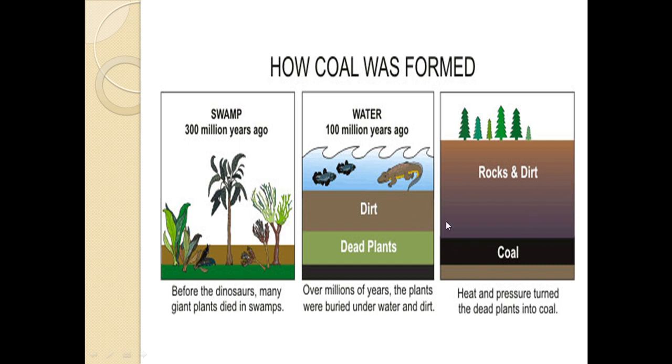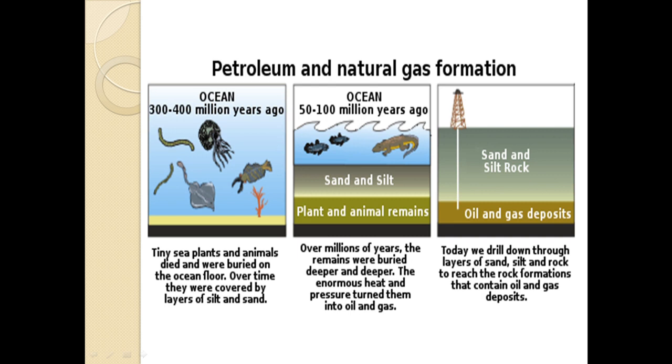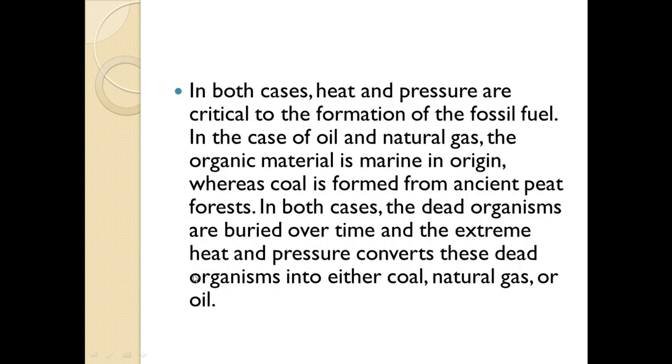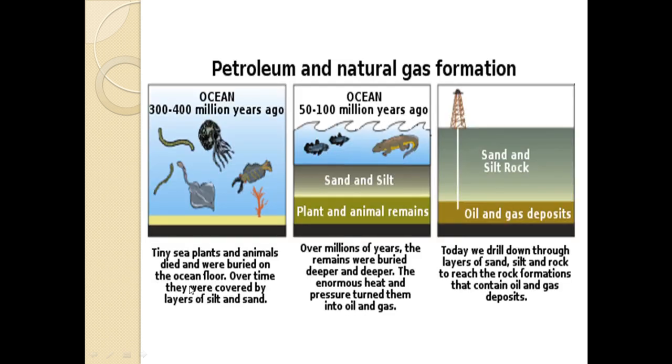See how long it took for the formation of coal, around 300 million years. Now how did the petroleum and natural gas formation take place? It also took place at around the same time, that is 300 to 400 million years ago. The tiny sea plants and animals died and were buried on the ocean floor. Over time, they were covered by layers of silt and sand.